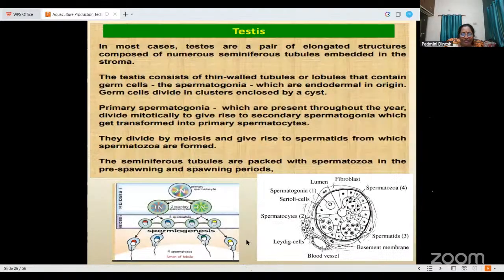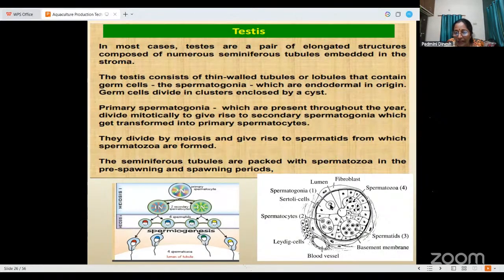And how do they develop? Now, you can see here the primary spermatocytes. If I take a section of the testis, you have this round one here. This one is the germinal cells. These germinal cells give rise to spermatocytes. Once the spermatocytes are produced, they undergo mitosis. Remember, that is the mitosis. Once the mitosis gives rise to the spermatocytes, the spermatocytes undergo the first meiosis, and that gives rise to the secondary spermatocyte.